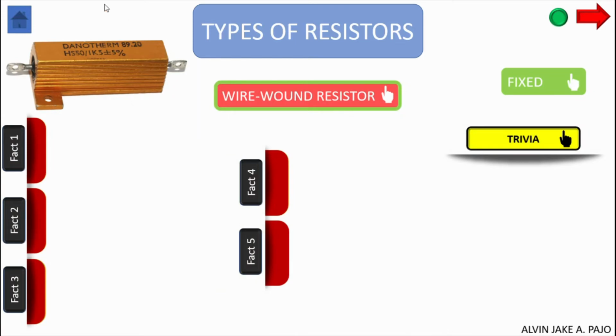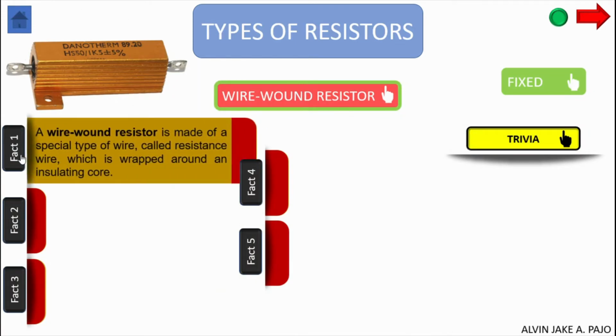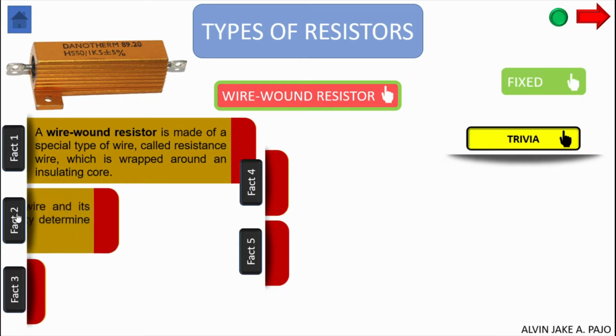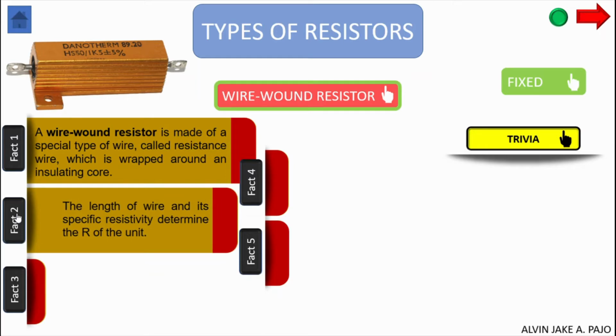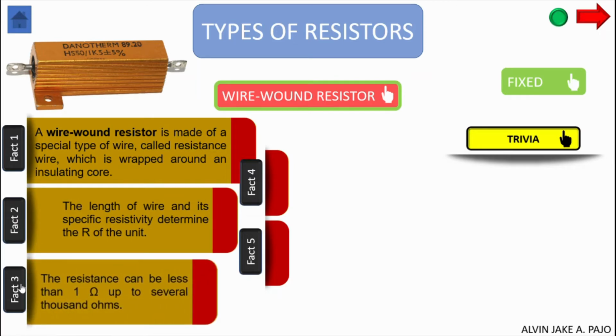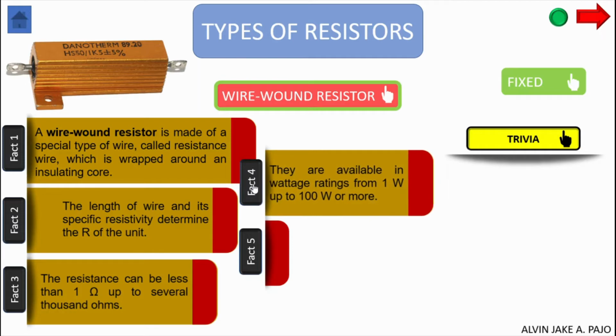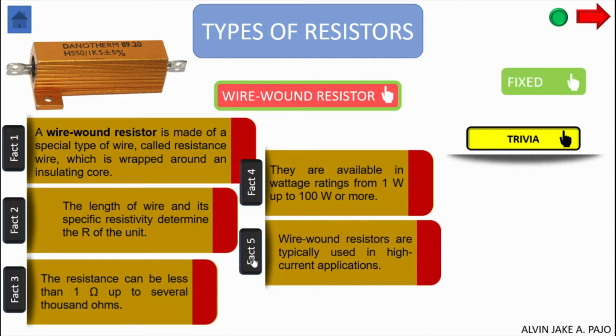Wire-wound are usually big. A wire-wound resistor is made of a special type of wire, called resistance wire, which is wrapped around an insulating core. The length of wire and its specific resistivity determine the resistance of the unit. The resistance can be less than 1 ohm up to several thousand ohms. They are available in wattage ratings from 1 watt up to 100 watts or more. Wire-wound resistors are typically used in high-current applications.